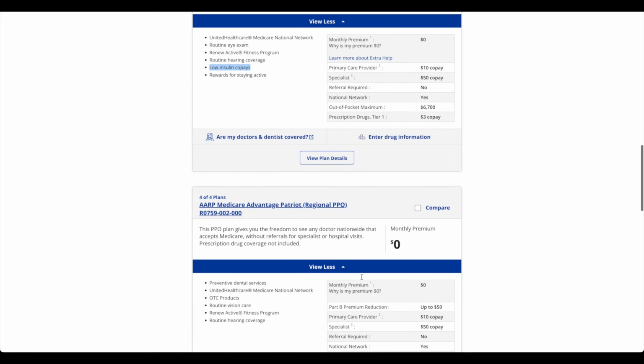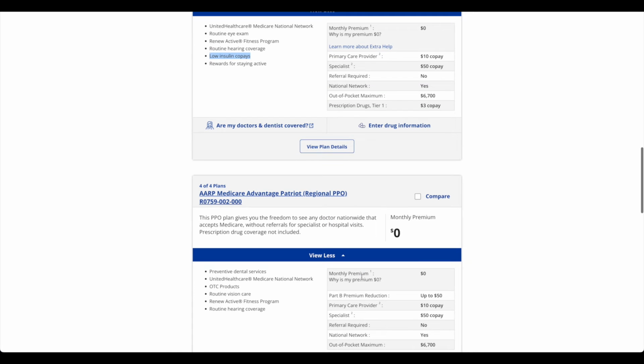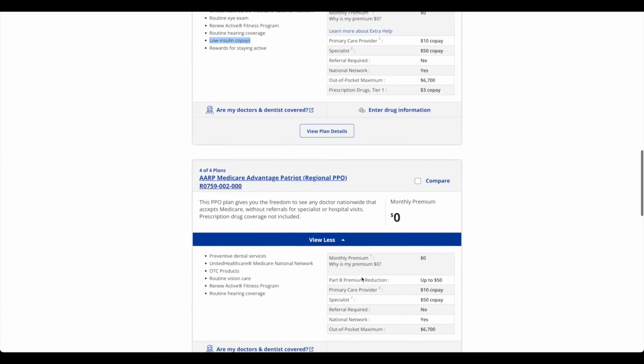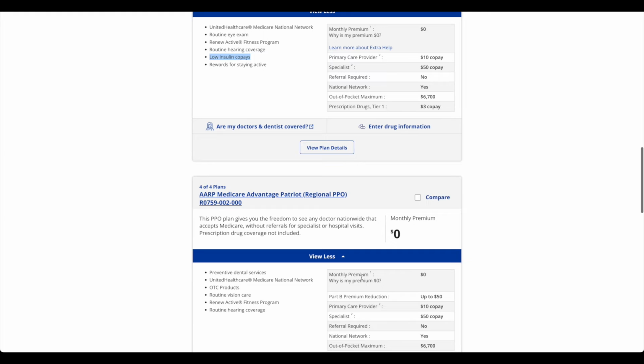Now, the last plan we're going to look at here, moving down this four-plan selection, is the Advantage Patriot Regional PPO. So let's read the description on that. Again, keeping the last plan in view. So this is a PPO plan that gives you the freedom to see any doctor nationwide that accepts Medicare, without referrals for specialists or hospital visits. Prescription drug coverage is not included.